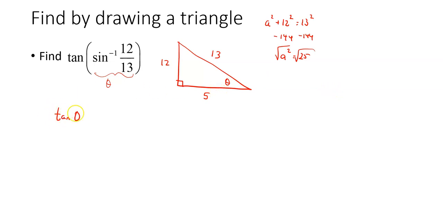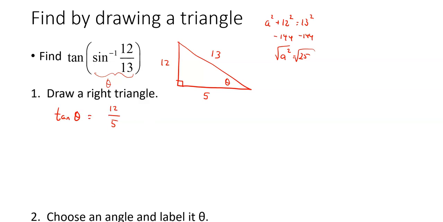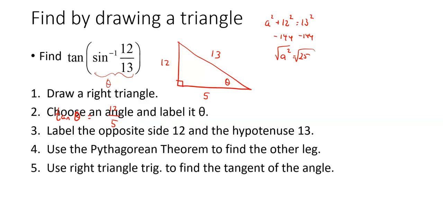now I want to find the tan of that angle. Tangent is opposite over adjacent, so the opposite side is 12, the adjacent side is 5. So it's important in this case to recognize that that inverse sine of 12 over 13 is an angle measure. You're trying to find the tangent of an angle. That's the tangent of the angle. Those are all my instructions.